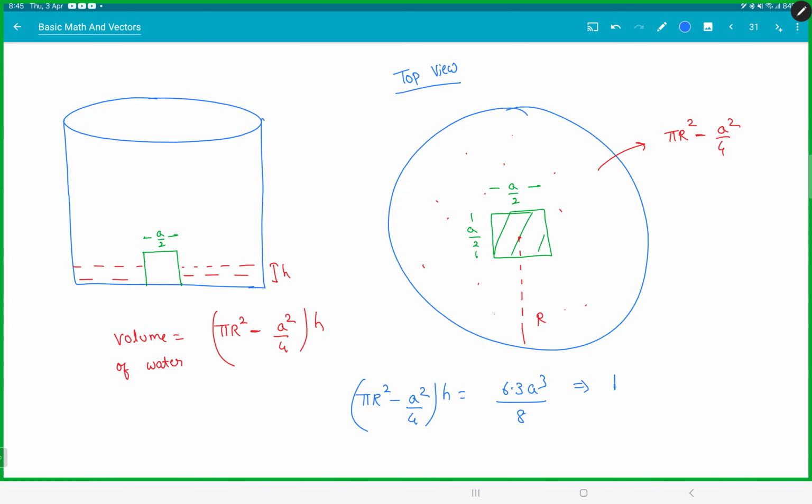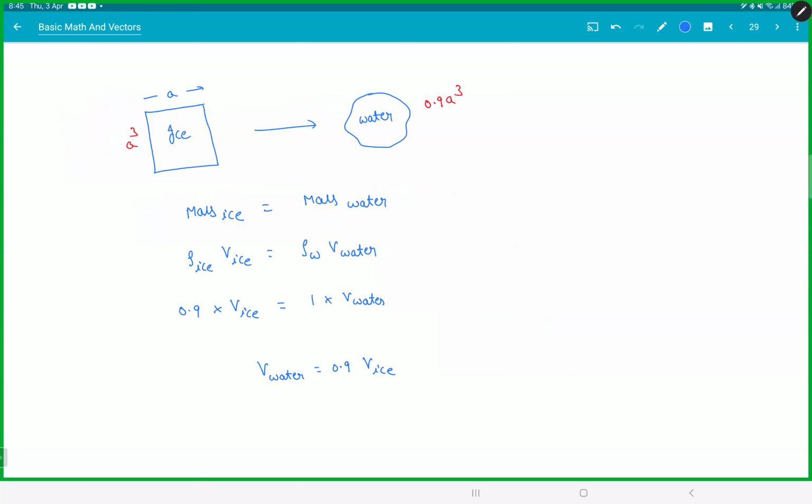You got everything there, so just shift it. So h is 6.3 into a cube by 8 divided by pi r square minus a square by 4. You can leave the answer like that. Is that clear, everyone? So the two traps in the question: the first trap is this. The volume of ice is not equal to the volume of water. You'll always get 90% of it. So you'll always get 10% less. Whenever ice melts, you get 10% less water.